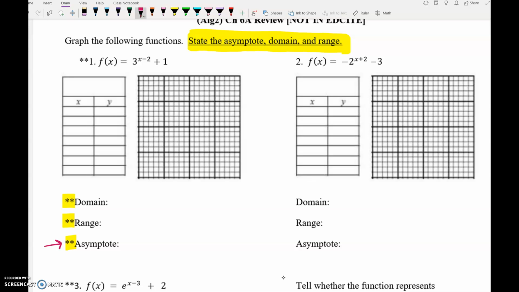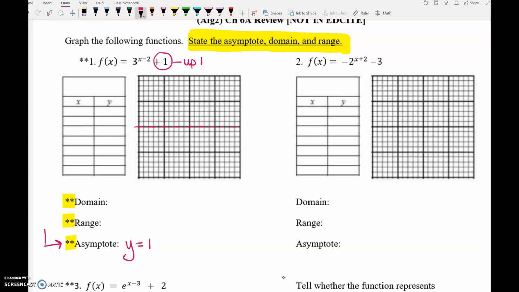That really determines everything. So, do you remember what this +1 means? This means up 1. The asymptote was originally at 0, but if we move the whole graph up 1, that moves the asymptote to y equals 1. So our asymptote is at y equals 1 because the graph was moved up 1.